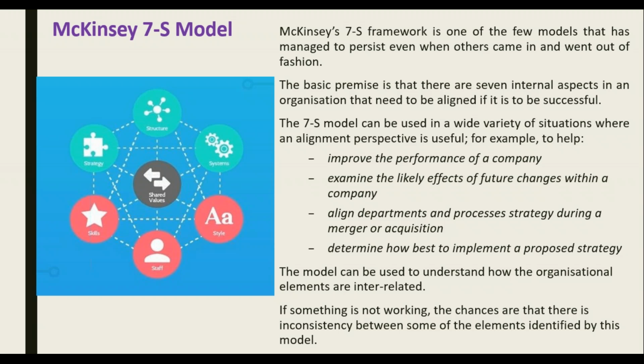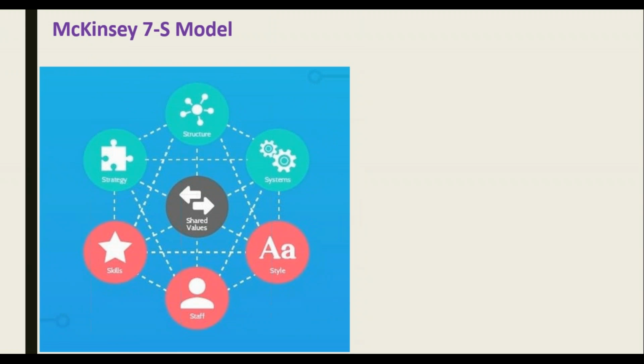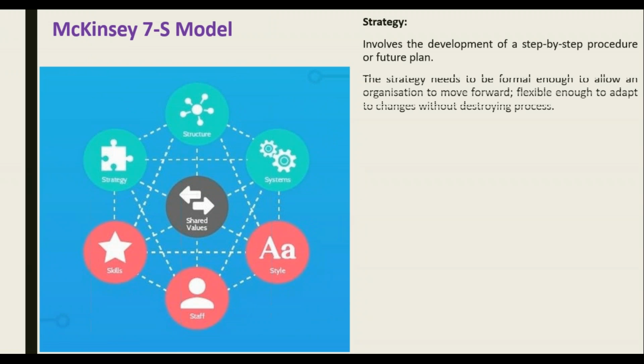So, what are the 7 elements? Well, the first of these is strategy. It involves the development of a step-by-step procedure or future plan. The strategy needs to be formal enough to allow an organisation to move forward with purpose and gain or maintain an advantage over its competitors, and yet be flexible enough to adapt to changes without destroying the process.